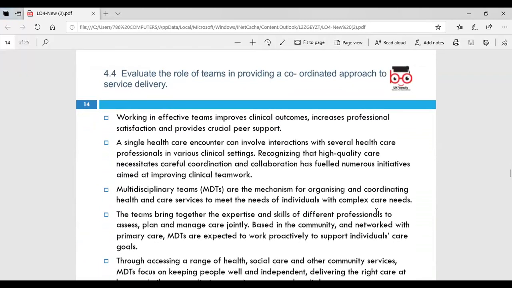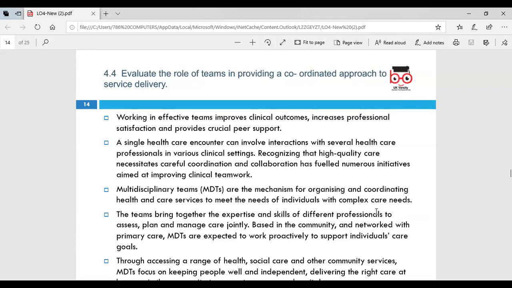When you're working in effective teams, everyone benefits from working in the team. This improves clinical outcomes and increases professional satisfaction. So you're satisfied with the care that you've given to the patient, and it provides crucial peer support that is so important, and sometimes it's the lifeline for treating a patient.